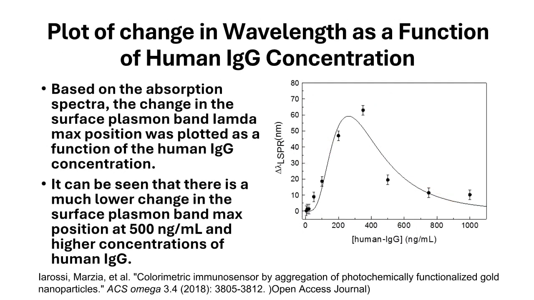The graph shown here plots the change in the surface plasmon band lambda max position based on the raw data as a function of the human IgG concentration. It can be seen that there is an increase in the shift of the surface plasmon band lambda max up to 400 nanograms per milliliter. There is a dramatic reduction of the change in the surface plasmon lambda max position at 500 nanograms per milliliter and higher concentrations of human IgG.